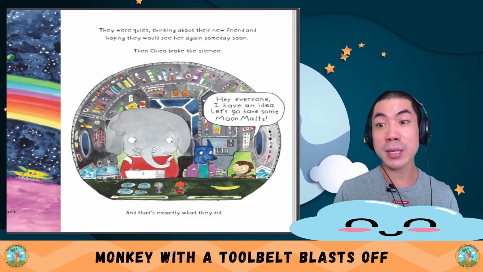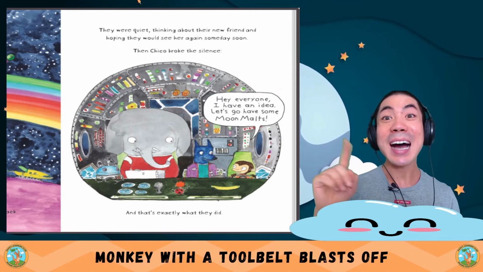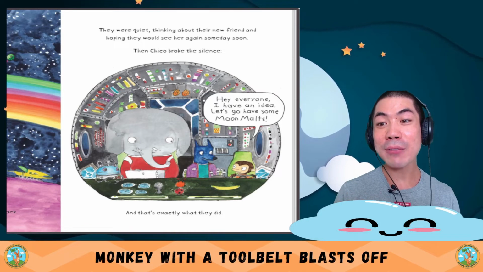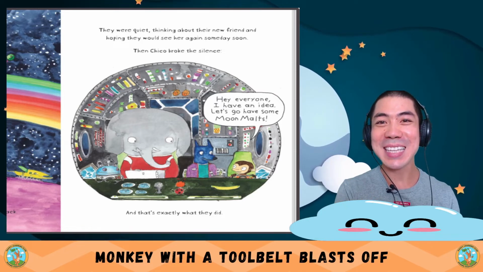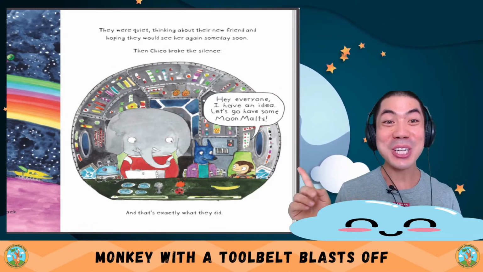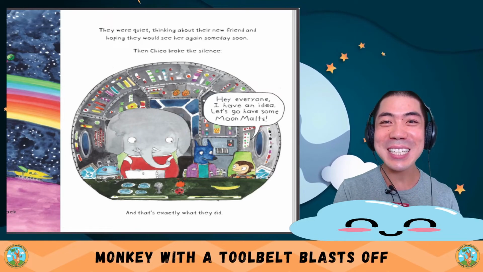Then Chico broke the silence. Hey everyone, I have an idea. Let's go have some moon motes. And that's exactly what they did. Wow, Chico is so nice and Zuti is so cute.